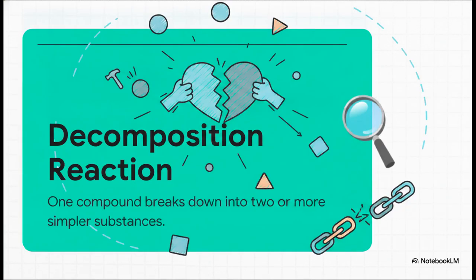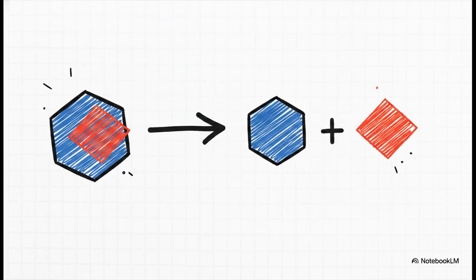Okay, our second type is the decomposition reaction. This is the exact opposite of what we just talked about. You can think of this as the messy breakup of a chemical marriage. Here, one single compound shatters into 2 or more simpler substances. Looking at the before and after, we start with one compound, AB, on the reactant side. It breaks apart, and the products are multiple, simpler things, A plus B.